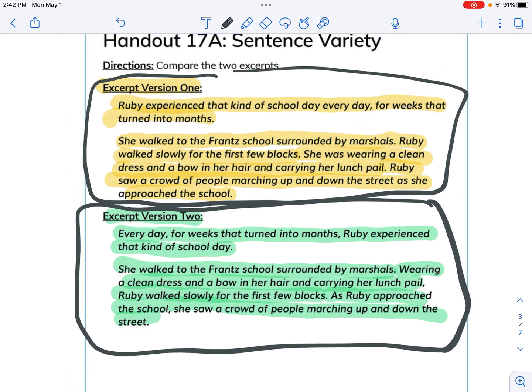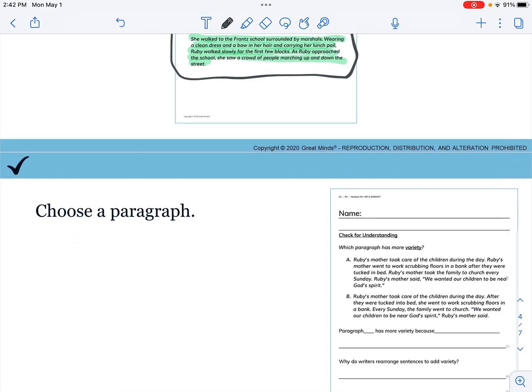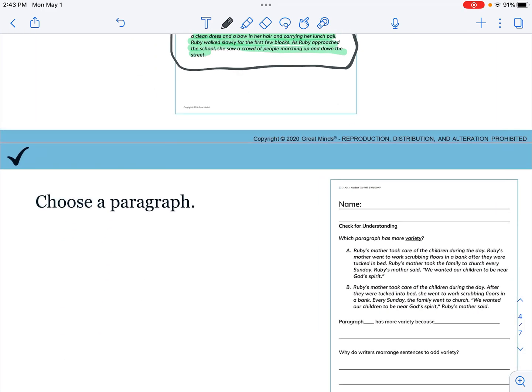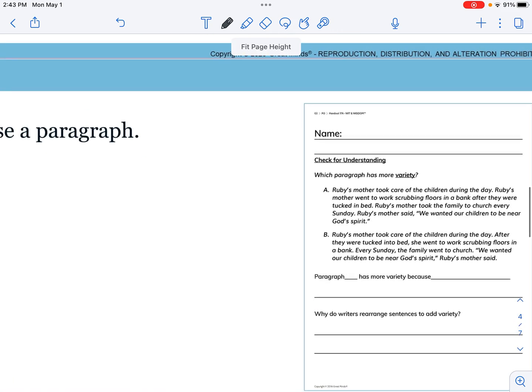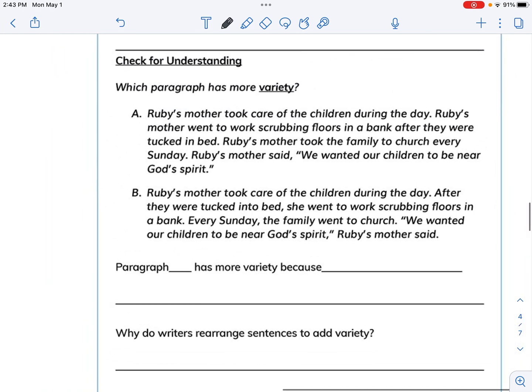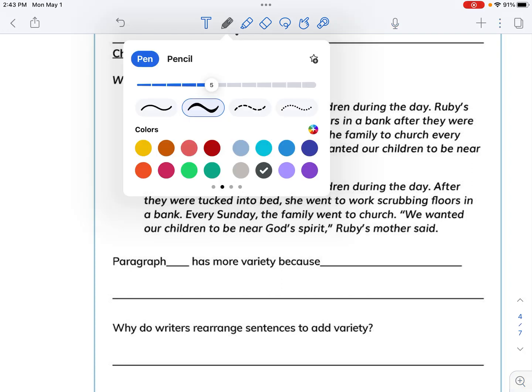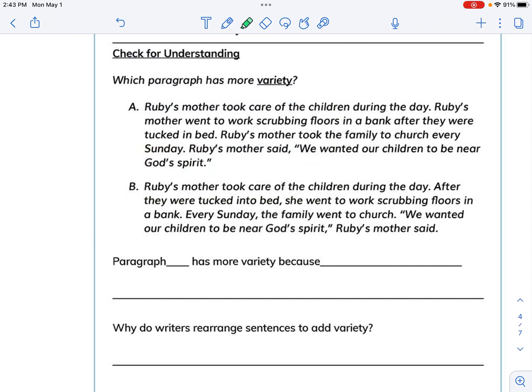So we're going to do something similar with our Ruby Bridges passages here. We're going to choose a paragraph that we think has more variety. So looking at the first one, I'm going to read it to you. I want you to think about what the sentences start with.